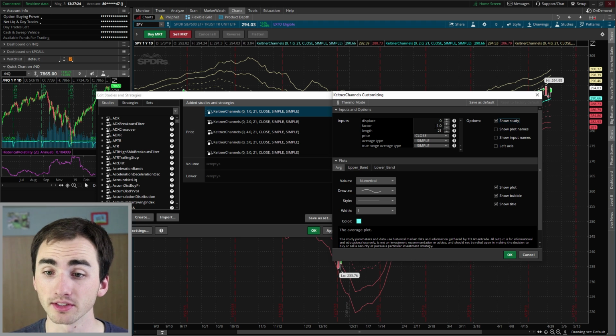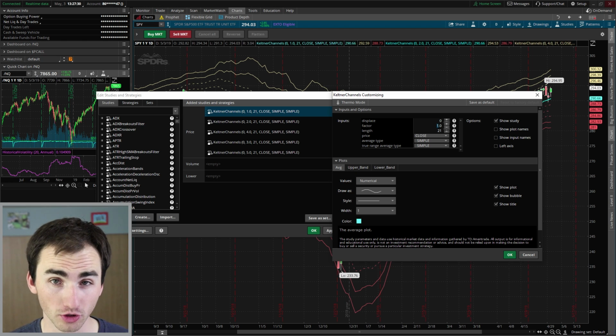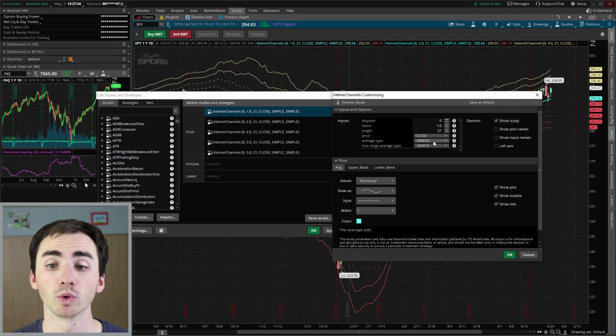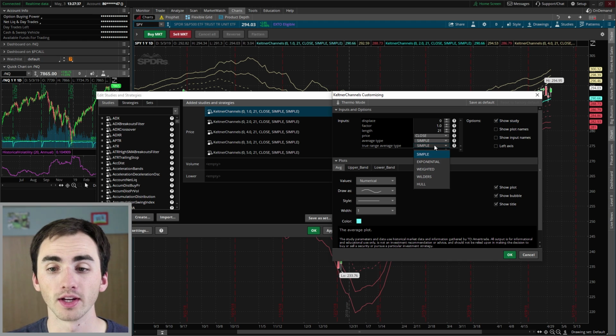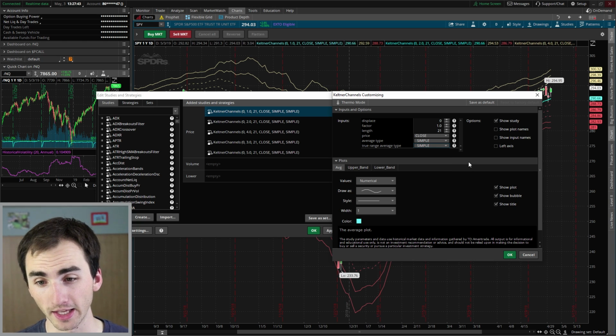So this one is the 1 ATR. And then if you wanted the 2 ATR channel, you would just put a 2 right here, then 3, then 4, then 5. And then also if you wanted to use an exponential versus a simple, you could do that, or any other kind of moving average, you can set that there.